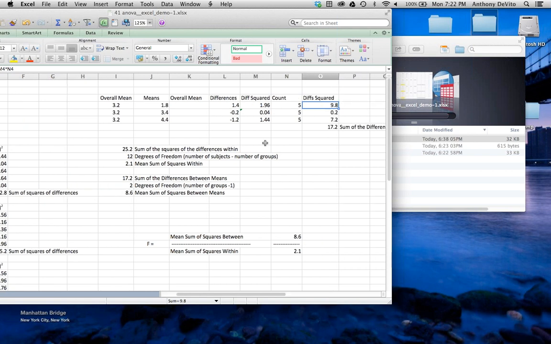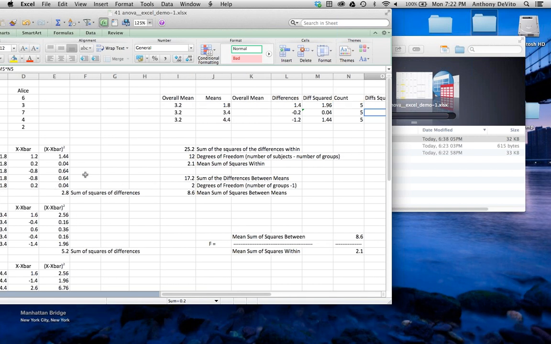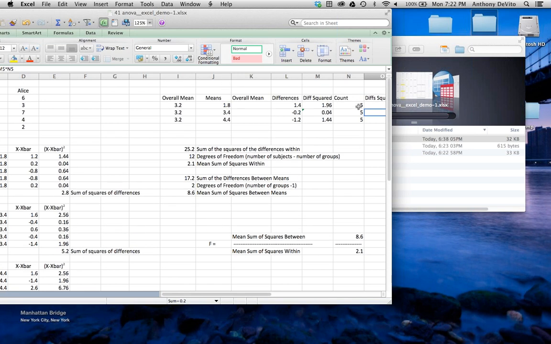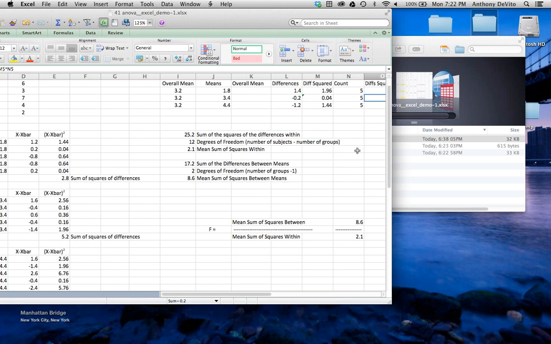So I'm multiplying by 5, and then I'm dividing by the number of degrees of freedom. I did that for each group. Now, had there been 7 people in this group and 6 people in this group and 3 people in this group, then it would have been 7, 6, and 3. So yes, it's kind of a weighted average. Exactly right. It accounts for the sample size.